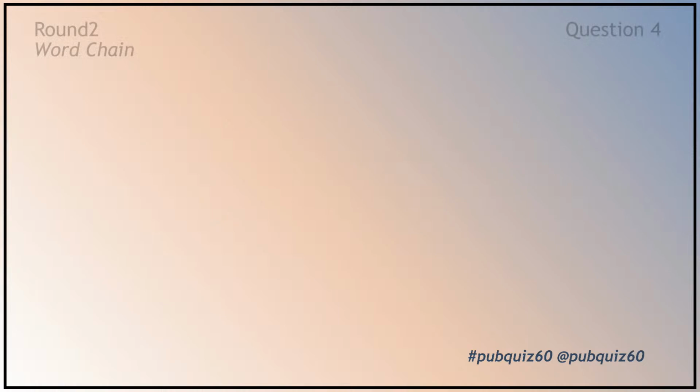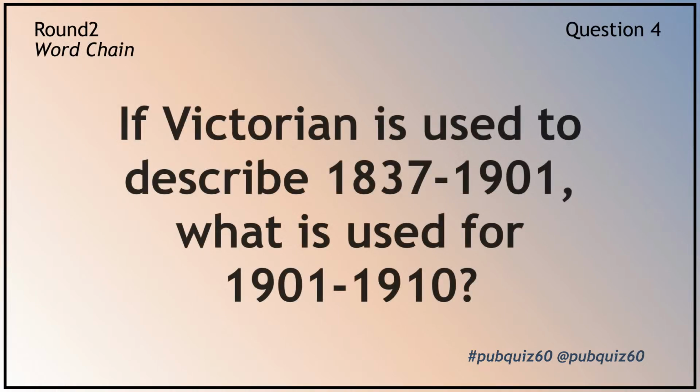And that takes us on to question 4 in the word chain. If Victorian is used to describe 1837 to 1901, what is used for 1901 to 1910? And again, 20 seconds there on the clock.